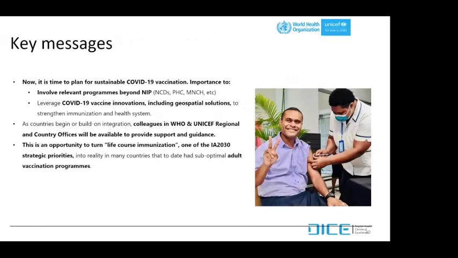And finally, to end with three key messages. The first one, is it now the time to plan for integration and sustainable COVID vaccination? And it's important to really engage programs beyond national immunization programs, and also to consider other stakeholders, like all your initiatives and institutions. Leveraging COVID vaccine innovations, including geospatial solutions, it's important to strengthen immunization system and also the health system by itself. The second is, as countries begin or build on an integration, WHO and UNICEF regional offices and country offices will be available to provide support and guidance.